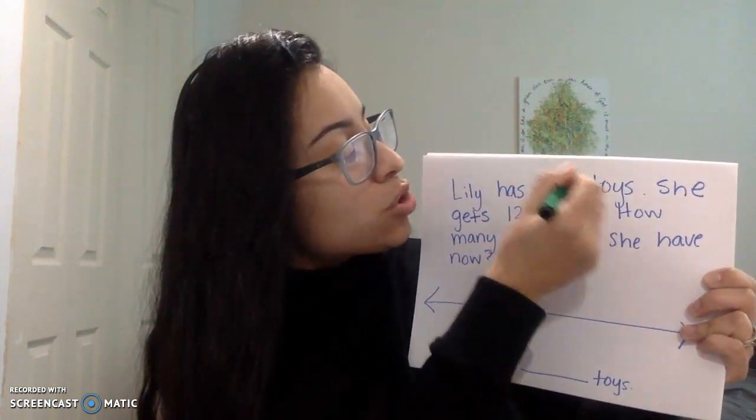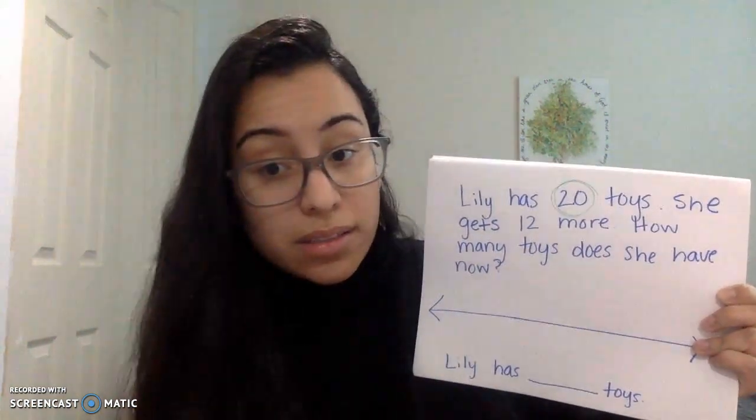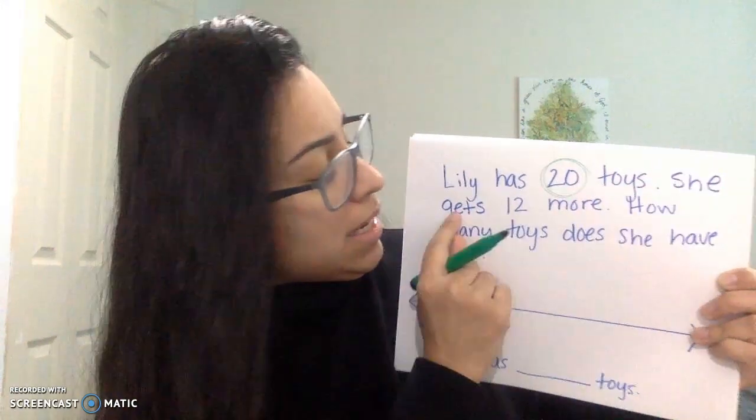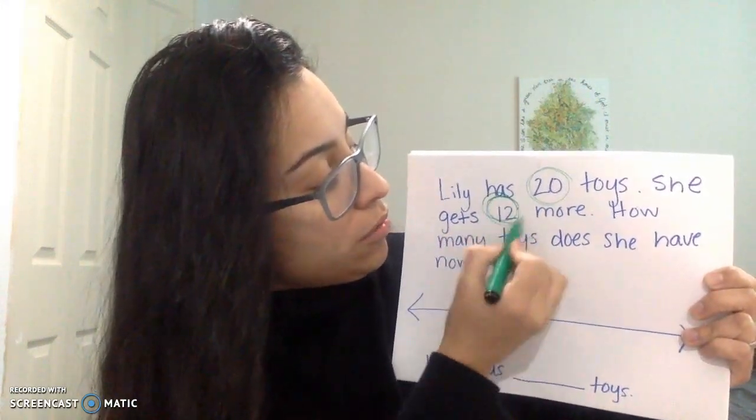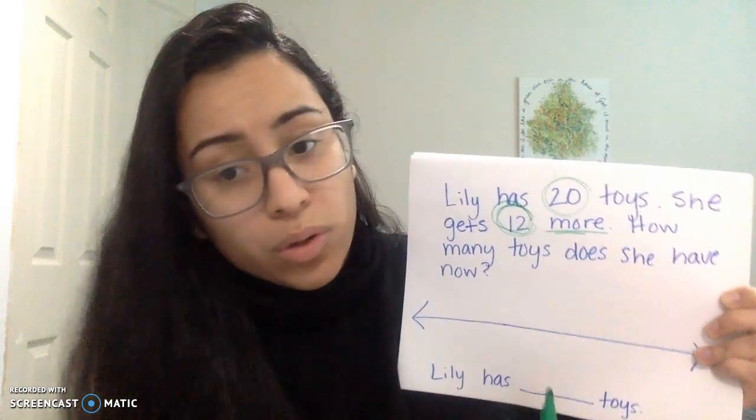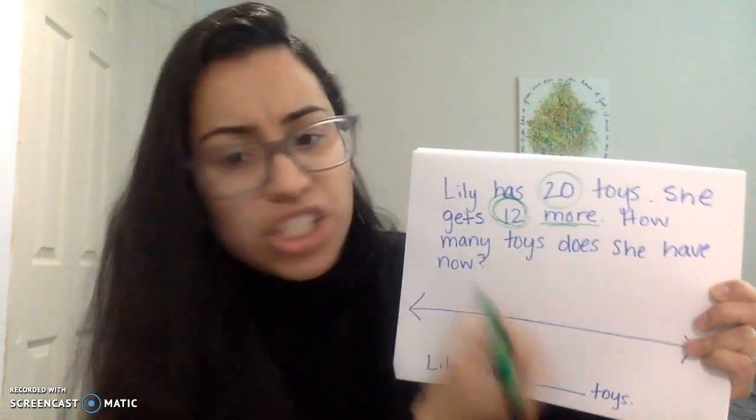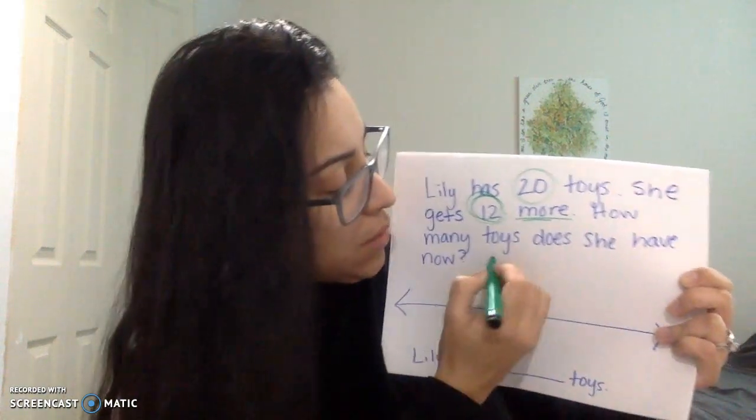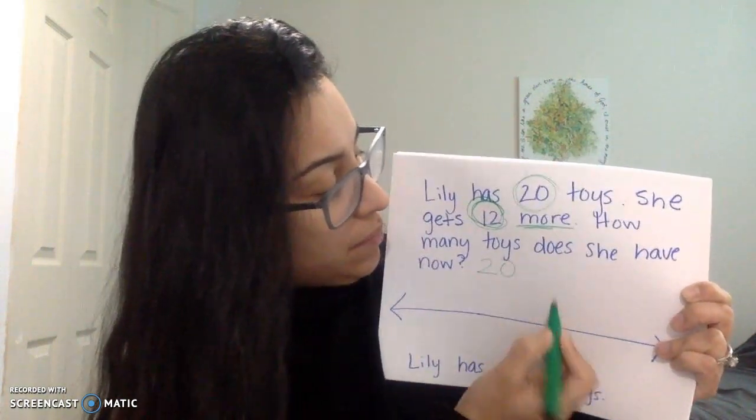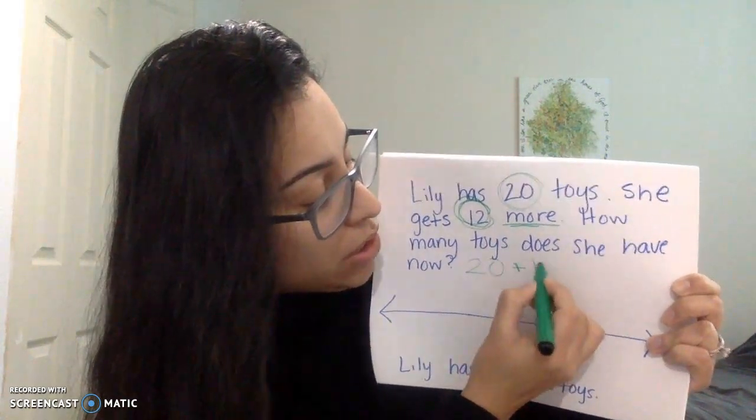Lily has 20 toys. She gets 12 more. I'm going to underline more. More tells us to add. How many toys does she have now? That tells me I'm going to write 20 plus 12.